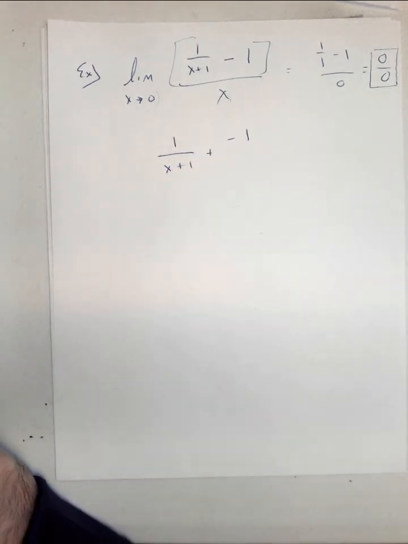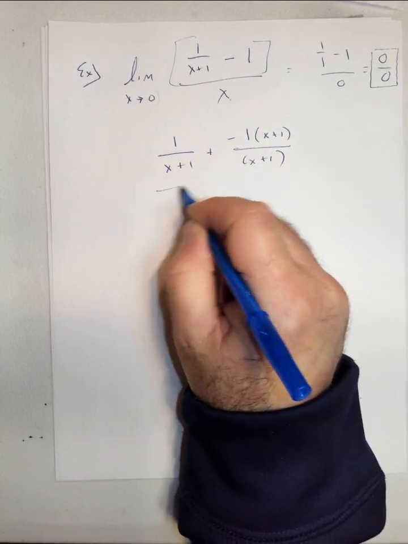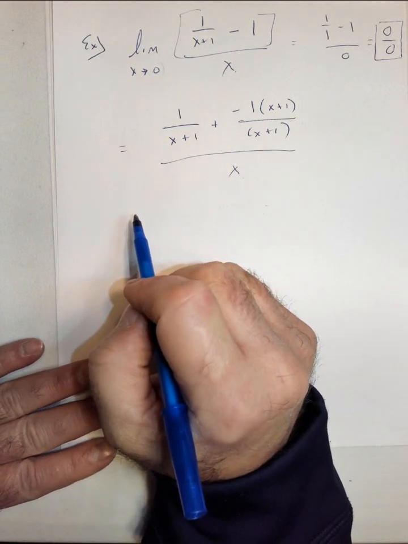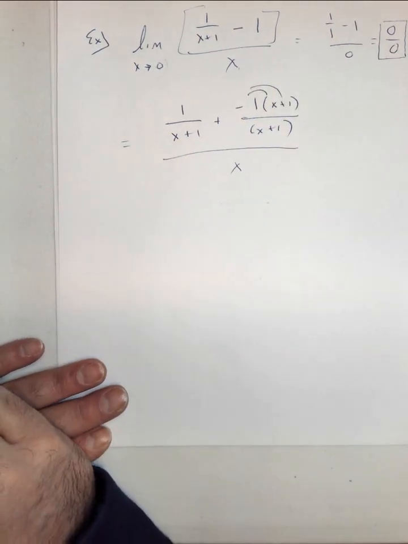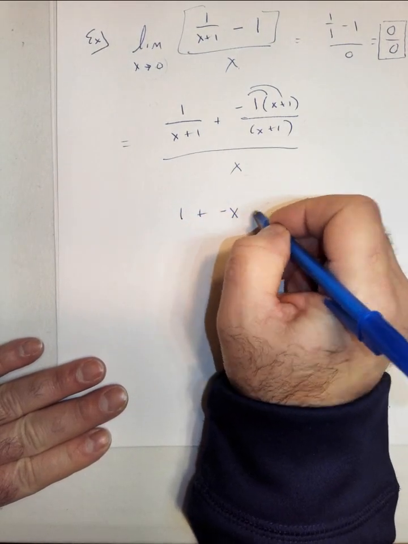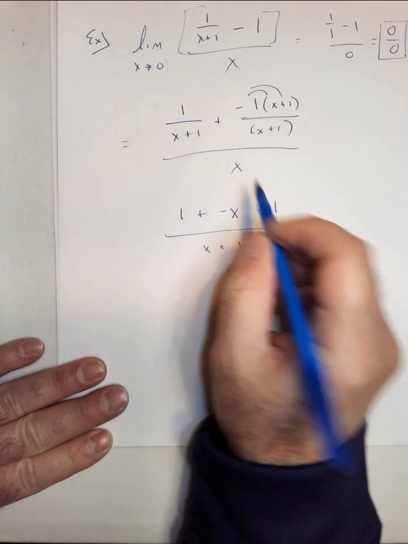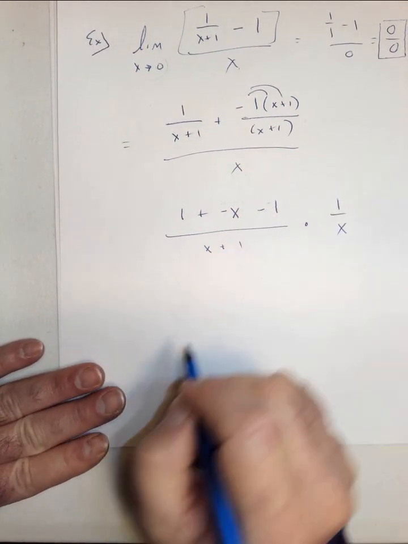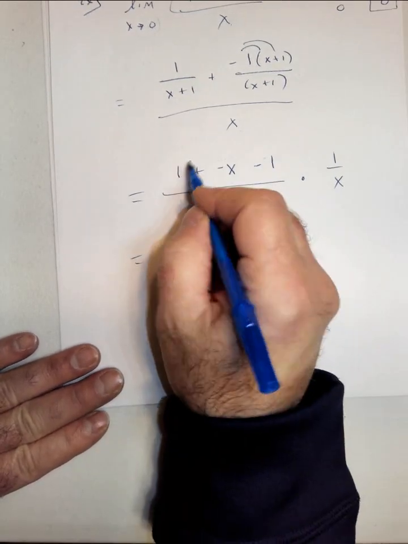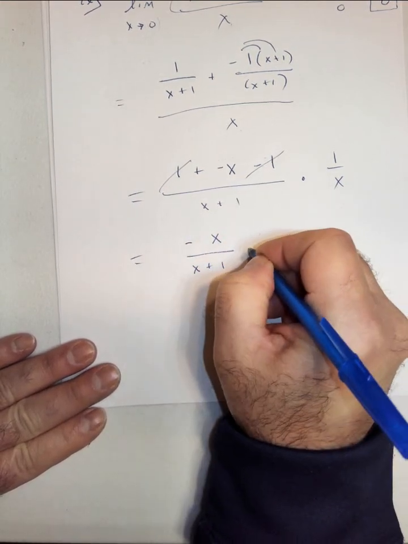Take care of my negative sign. So I'll multiply by x plus 1 over x plus 1. And then we can add our fractions together, making sure I take care of that negative. So I have 1 plus, and then this becomes a negative x minus 1 over x plus 1. And over x means I'm going to be multiplying by 1 over x. Simplifying further, those cancel. So I get negative x over x plus 1 times 1 over x.